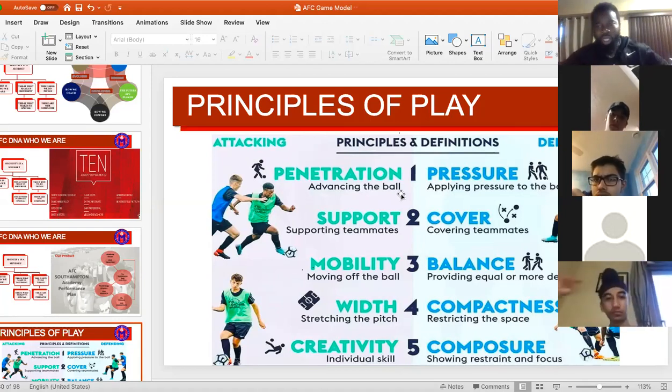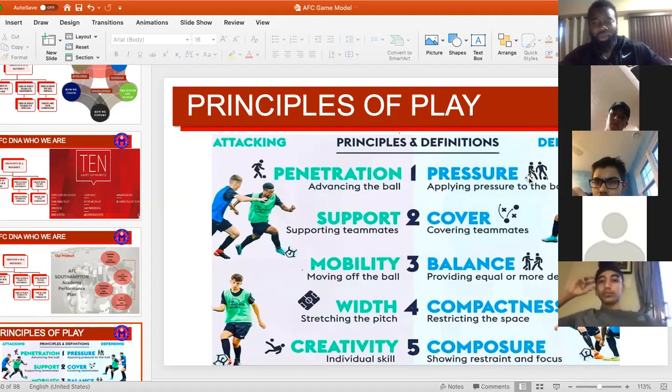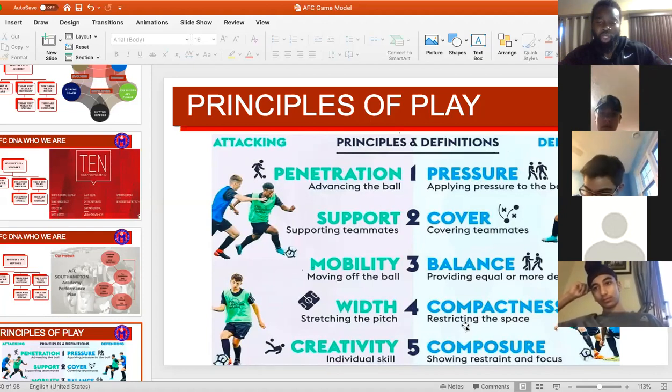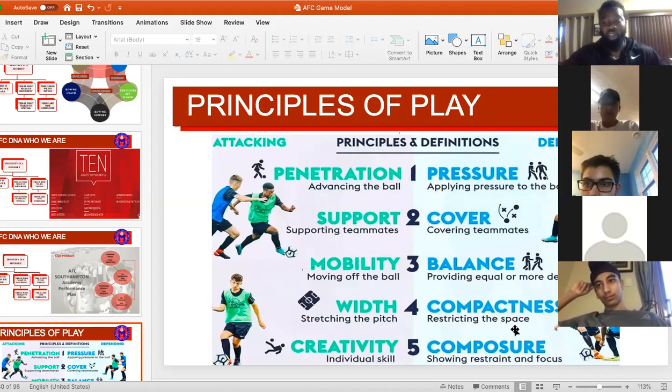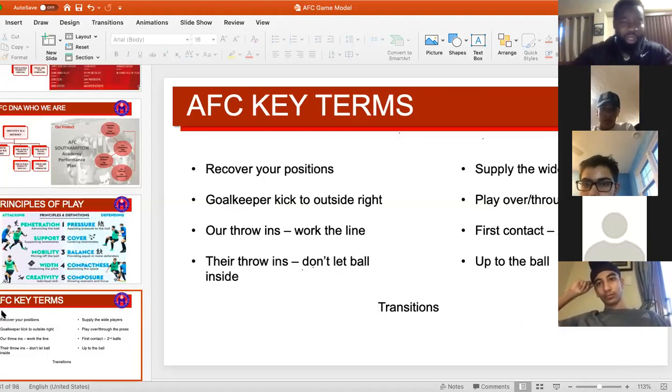Creativity. Now when you're defending, you want to apply pressure to the ball, cover your teammates, balance, provide equal or more defenders, compactness. You want to restrict the space, so you want to take away space. You want composure. You want to stay focused and keep focused when you defend, right?